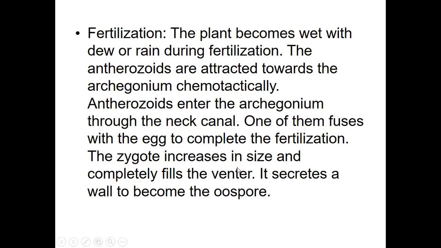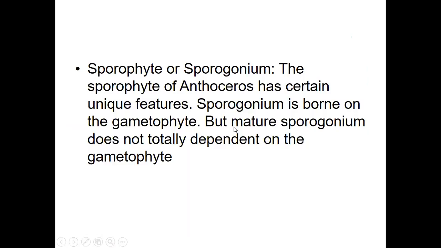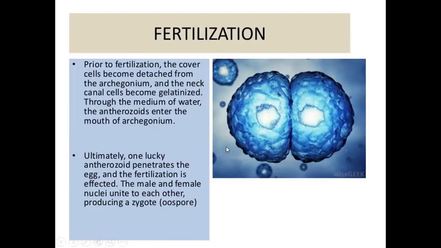And I told you one important point regarding the zygote here. Zygote is the starting cell of the sporophytic generation. Remember, for the next generation, that is from the gametophyte, whatever is going to be started, the sporophyte, the zygote is considered as the starting cell. Okay, so this is how fertilization is going to happen.